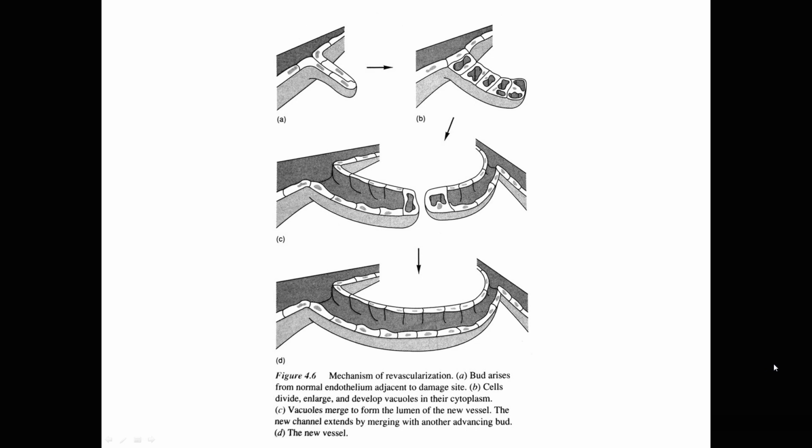Let's now comment on an important aspect of healing, the revascularization or angiogenesis, the production of new blood vessels to supply and drain the damaged site. The revascularization starts with the formation of a loosely gelled, protein-rich exudate, and later by the formation of granulation tissue. Subsequently, new capillaries form from intact vessels. First, a bud arises from normal endothelium adjacent to the damaged site. Later, new channels form by merging with another bud.